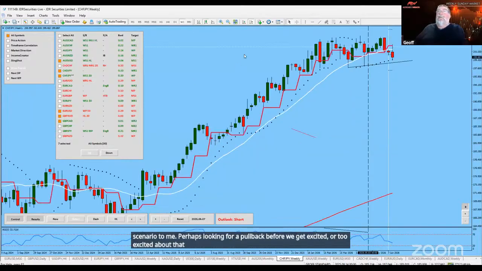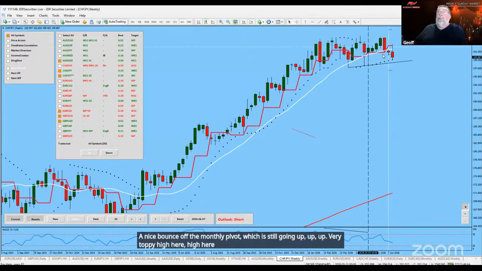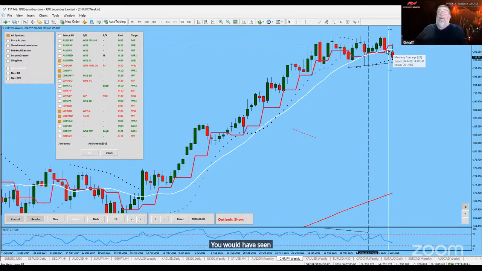Swissy versus the yen, not dissimilar. Nice bounce off the monthly pivot, which is still going up, up, up. Very toppy. High here, high here, high here. Big engulfing bar. Broke the moving average. Broke last month's monthly pivot. I guess you could say we have had a retest there. So certainly, this is a weekly chart. Certainly on a smaller time frame, you would have seen the retest of the monthly pivot and this moving average.